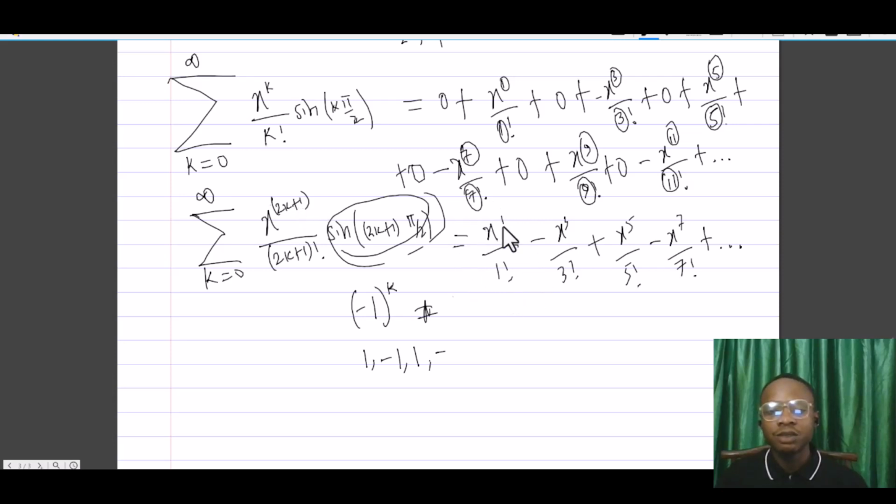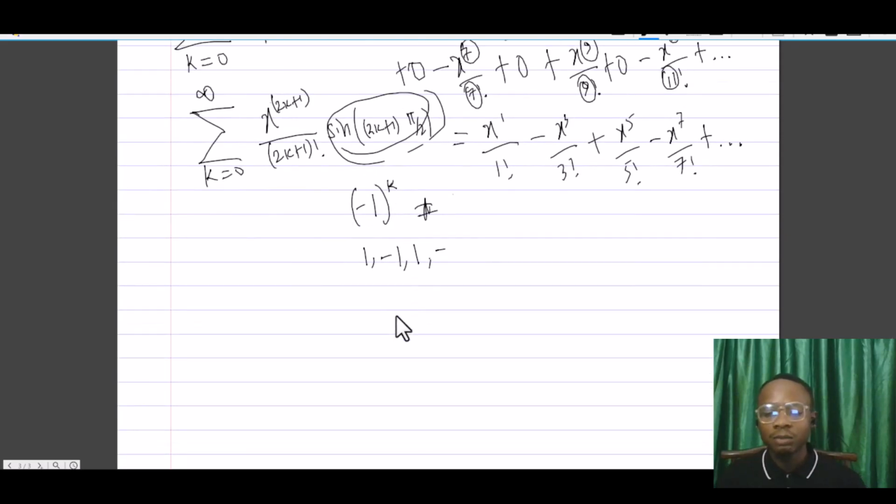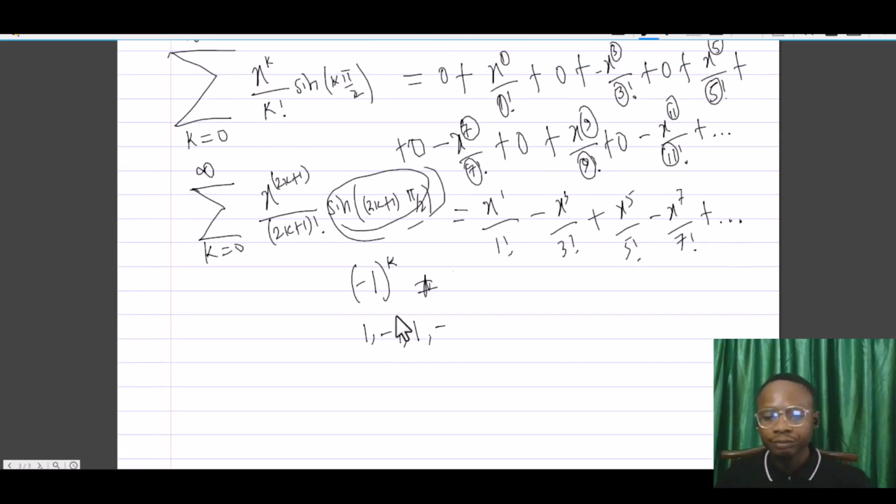We should have this expression here, which is x raised to the power 1 divided by 1 factorial, then multiplied by minus 1 raised to the power 0. Minus 1 raised to the power 0 will be 1. Then the next term will be this expression, minus x cubed over 3 factorial, and that will give us the negative that we need, because this will be for when k is equal to 1. So if k is equal to 1, this will be minus 1. So that should work perfectly fine for us.